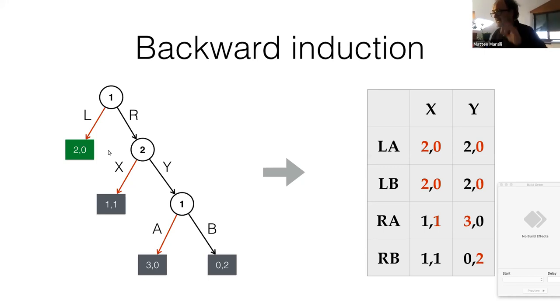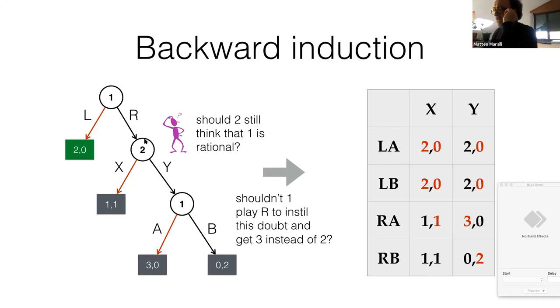Okay, so now, if you think a little bit more about this construction, however, there is some subtlety. For example, imagine that player two is at this point, and at this point he has to choose between X and Y. Should he still believe that player one is rational? Because if he were rational, he would not find himself at this point, because player one should have chosen L. So if he does not think that player one is rational, then he may think that when player one chooses at this point, he may choose B instead of A.